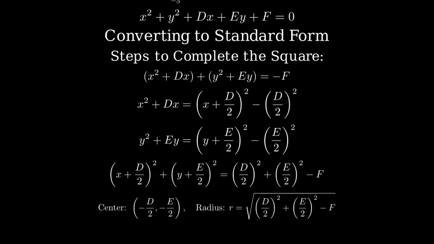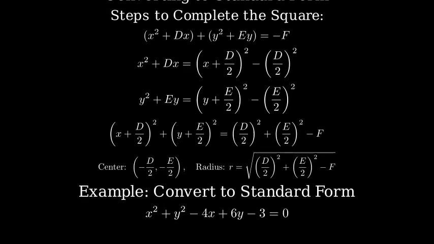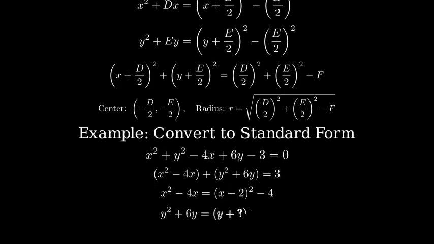Let's complete our lesson with one final example. Convert the equation x squared plus y squared minus 4x plus 6y minus 3 equals 0 to standard form, and identify the center and radius of the circle. First, we group the x terms and y terms: x squared minus 4x plus y squared plus 6y equals 3. Next, we complete the square for each group.